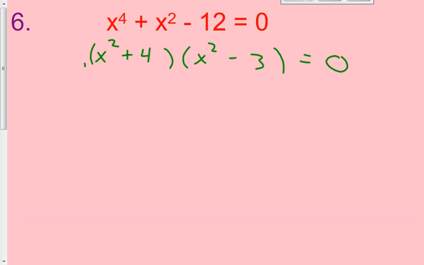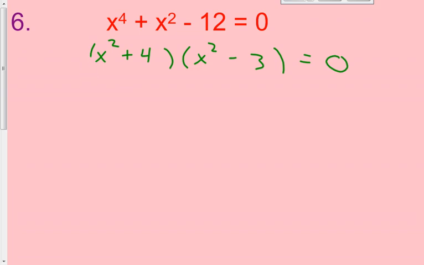This one is the sum of 2 squares, which we have no formula for. And this one is the difference. However, 3 is not a perfect square. So we're stuck as far as factoring is concerned. But we're not stuck as far as solving is concerned, which is nice.